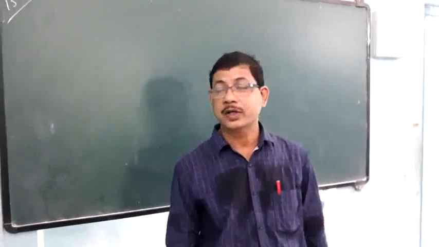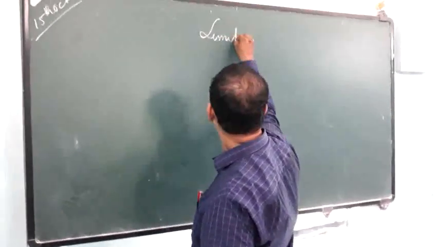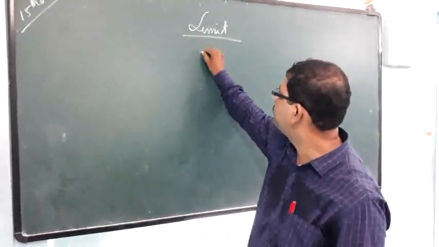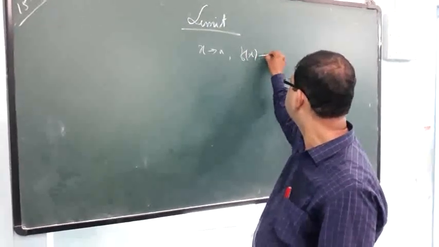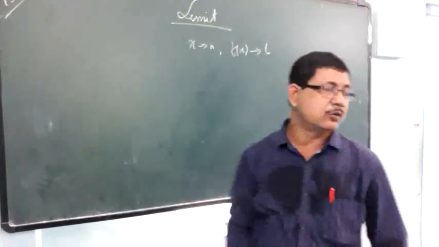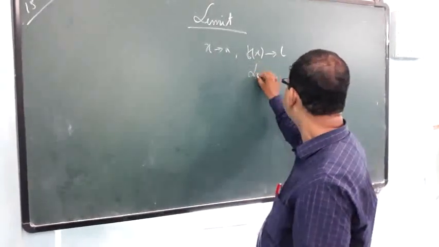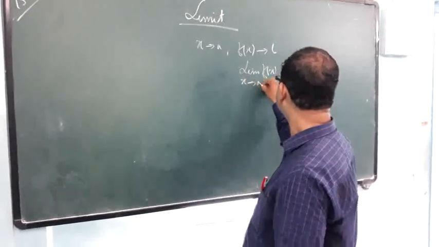So first I want to explain the limit. It is a revision of our previous class. Limit is what? Suppose x approaches towards value a, and we find that f(x) also approaches towards a value L, then we can say that the limit of f(x) as x tends to a is equal to L.